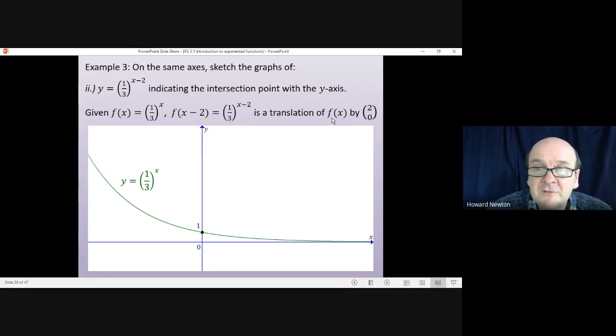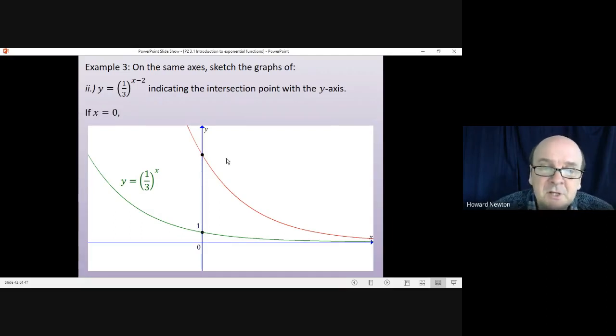A translation of f of x by the vector 2, 0. What that means is that the whole curve is going to shift to the right by 2 units. What will that look like? Well, something like that. So the green curve has just moved to the right by 2 units. And the other thing we've been asked to find is the coordinates of this point here. So where does the curve now intersect the y-axis? So that's the point we're looking for.